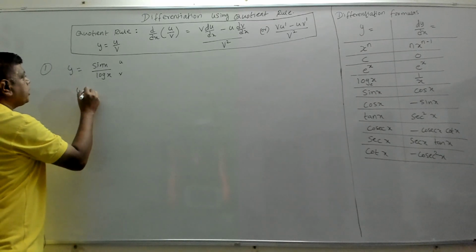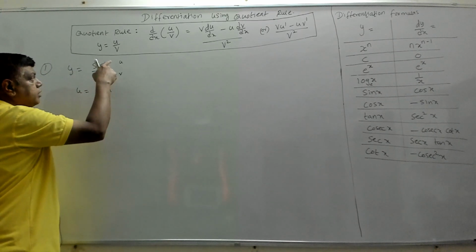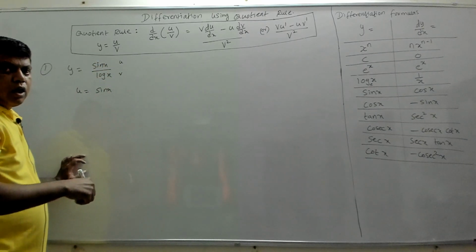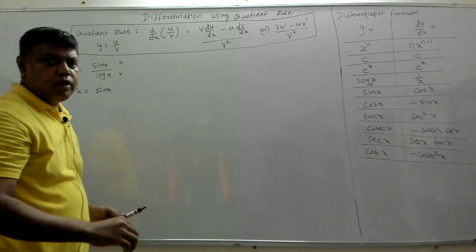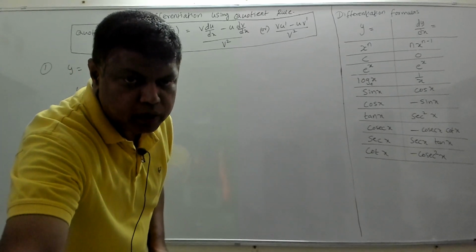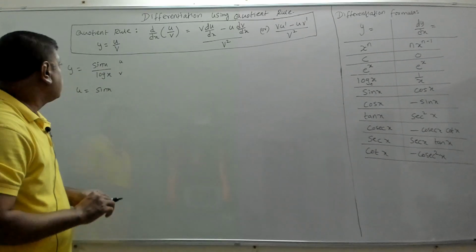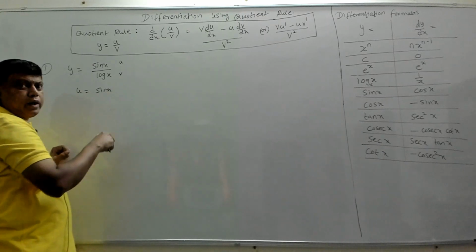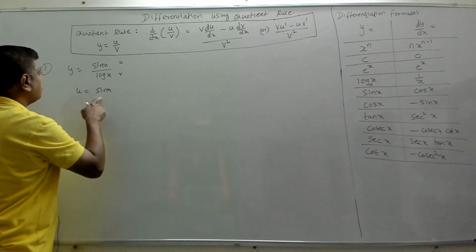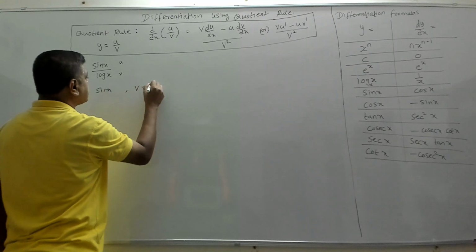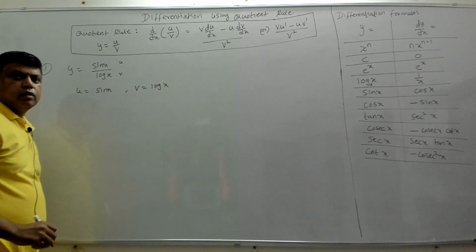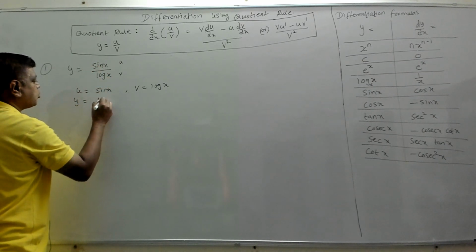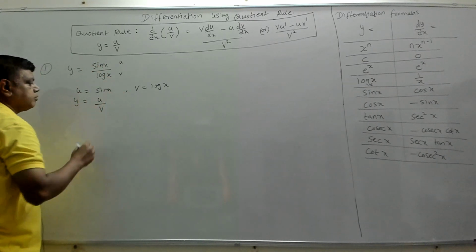Then our u becomes sin x. Always take the numerator as u and the denominator as v. We cannot interchange u and v here. So the function in the numerator is u, and the function in the denominator should always be taken as v. So u is sin x, and v is log x. Now our y becomes u by v, that is sin x by log x.